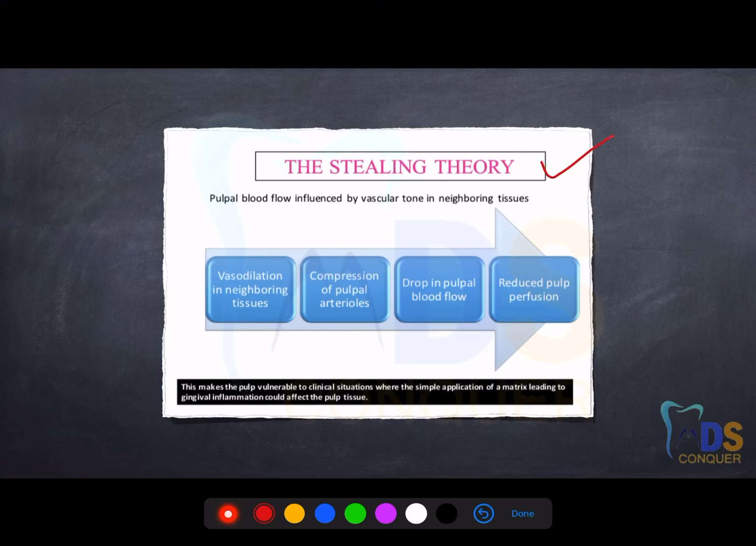What does the Stilling theory say? The Stilling theory says that pulpal blood flow is influenced by the vascular tone of the surrounding periodontium or surrounding structures. Do make a note, this makes the pulp more vulnerable in clinical situations, where a simple application of a matrix band leads to gingival inflammation but could affect the pulpal tissue also. But how the pulp is going to save itself is what this theory explains.